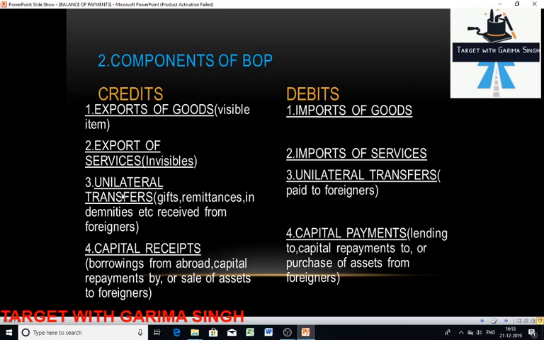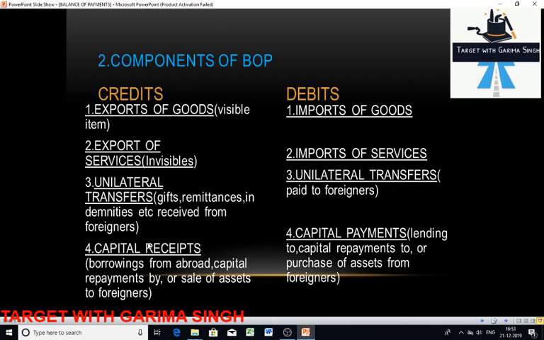Third component is unilateral transfers, like gifts and remittances. Here it is received from foreigners, and here it has to be paid to foreigners. These are called unilateral transfers. Nothing has to be paid in return, at present or in future, for what is received. These are like transfer payments. Examples are gifts received by residents from foreigners, remittances sent by immigrants to relatives, and war indemnities paid by defeated countries. These are just unilateral, one way.